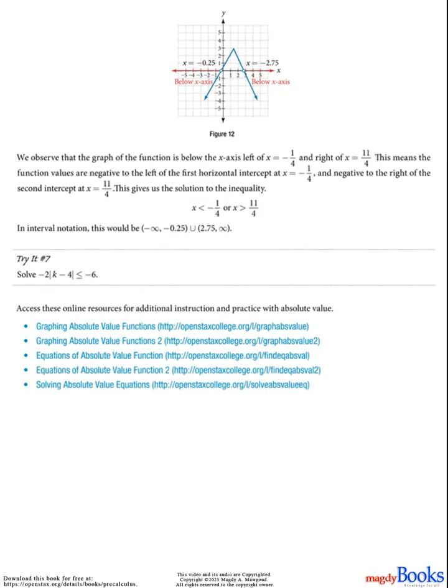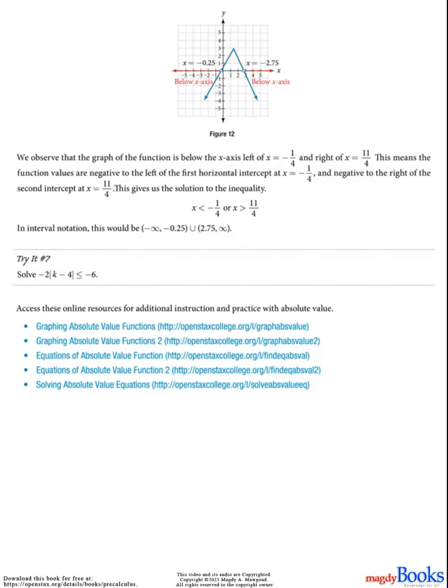Figure 12. x equals -0.25, below the x-axis. x equals 2.75, below the x-axis. We observe that the graph of the function is below the x-axis, left of x equals -1/4 and right of x equals 11/4. This means the function values are negative to the left of the first horizontal intercept at x equals -1/4, and negative to the right of the second intercept at x equals 11/4.